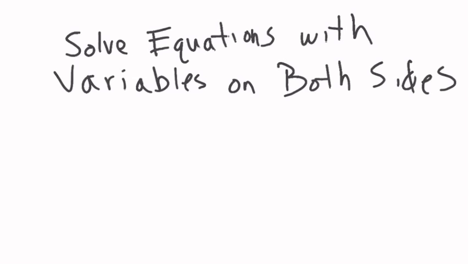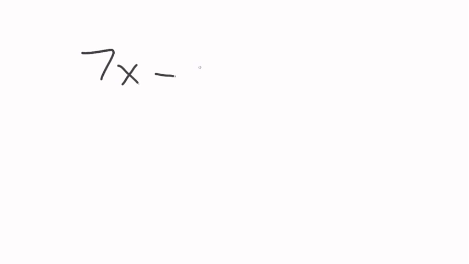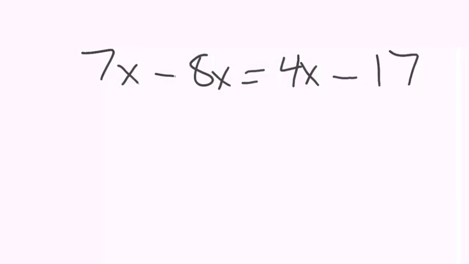Okay, so let's start with a quick example, something that I believe many of you could do. And that example will be 7x minus 8x equals 4x minus 17. So this is different than what you've seen before. As you see, we have x's on the left side, we have x on the right side of the equation. So what we're going to do is, similarly to what we've done with multi-step equations, try to simplify each side first.